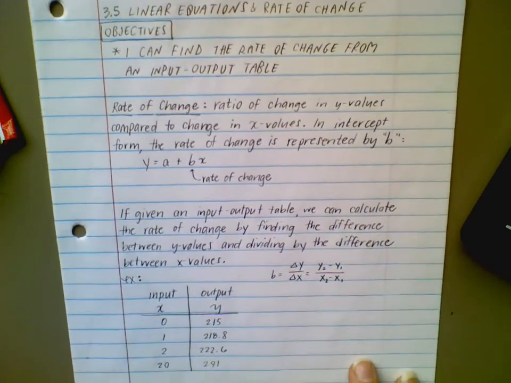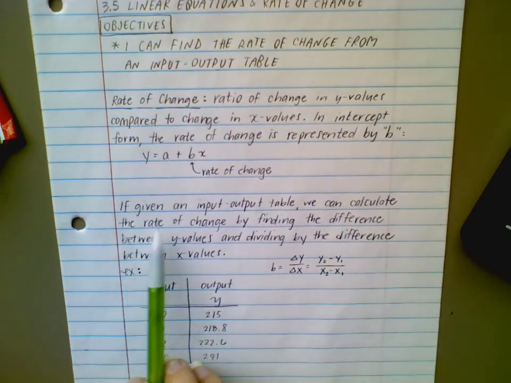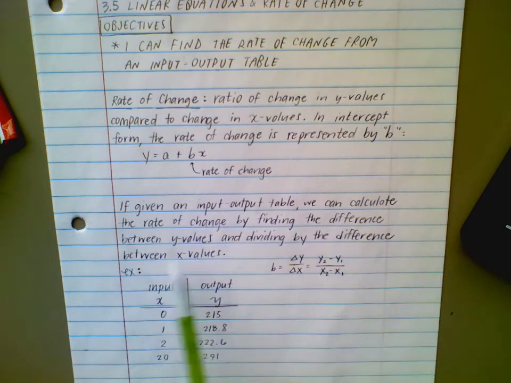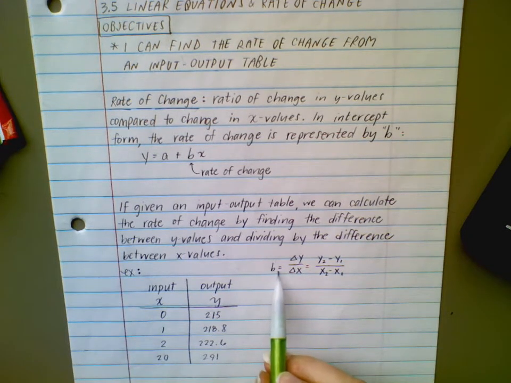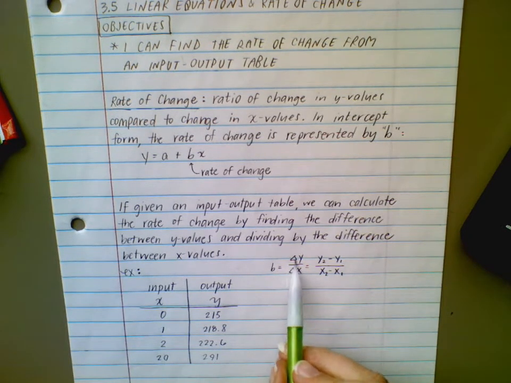Now, working on our objective, if given an input-output table, we can calculate the rate of change by finding the difference between y values and dividing by the difference between x values. Another way to say that would be b, that's our rate of change, equals, these triangles mean change, so the change in y divided by the change in x.